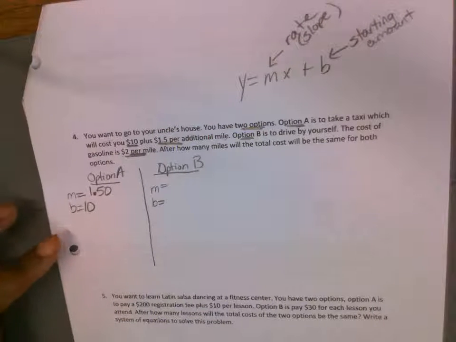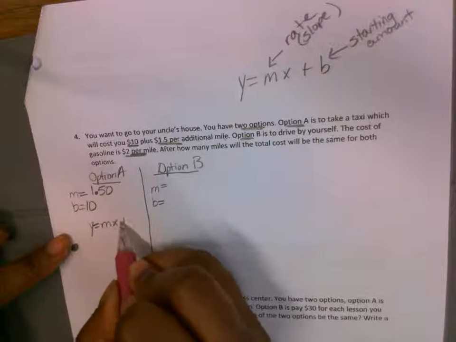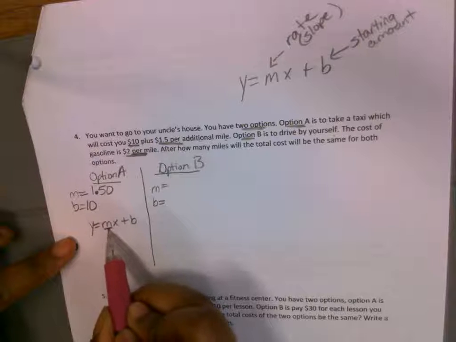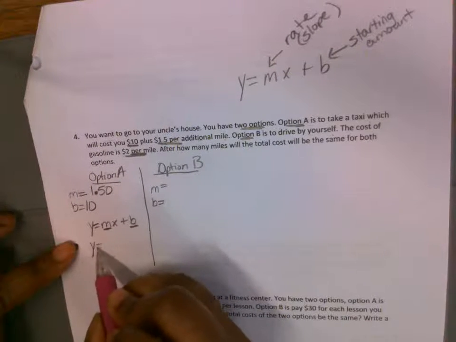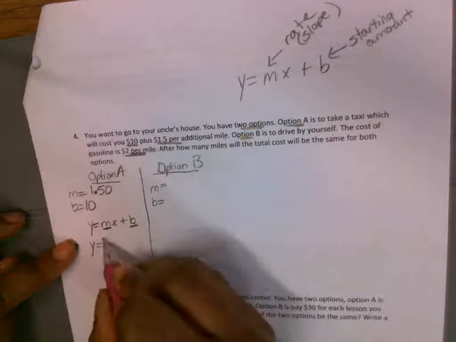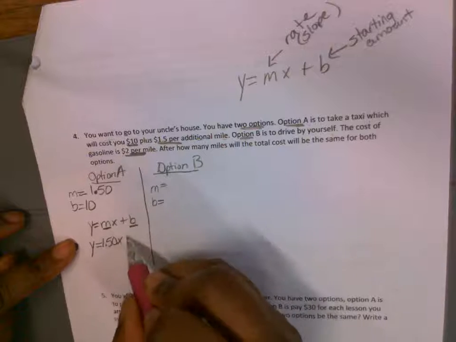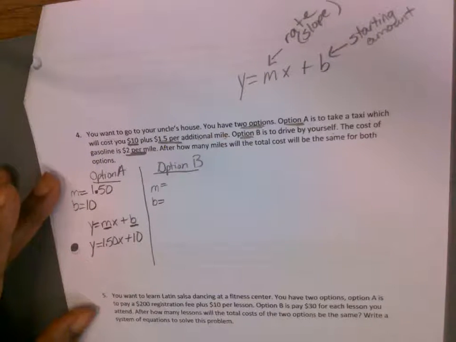So then how do I write this as a linear equation? Remember, a linear equation, you write it as y equals mx plus b. You're going to replace m and b. So how do I write that? That's going to be y is equal to what? 1.50x plus 10. Excellent job. Okay, very good.